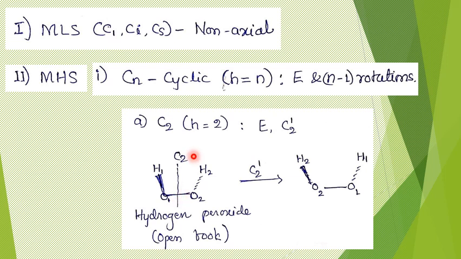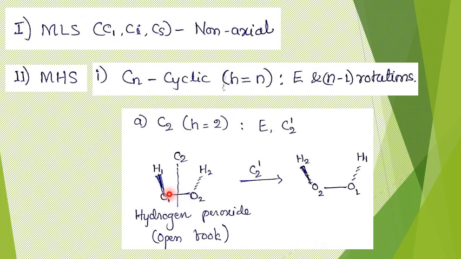Of course, identity will be there everywhere, so it need not be mentioned. Now you can look at how the C2 axis will be there here. This shows that this hydrogen is projecting away from the plane, and this one is also away from the plane, and by the same angle. And if you consider these two oxygen atoms, they are in the plane.